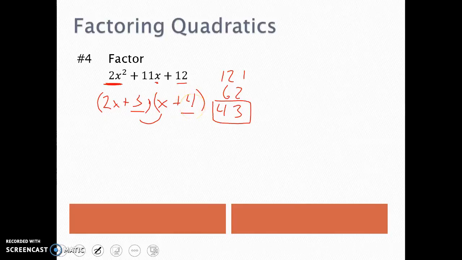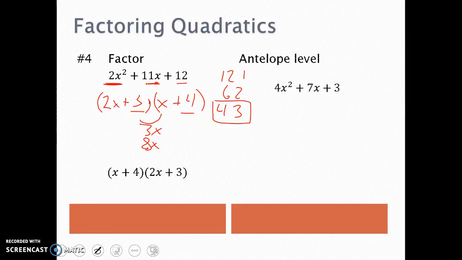So my inside terms would be 3x, my outside terms would be 8x, and 8x plus 3x does give me 11x. So the correct answer is x plus 4 and a 2x plus 3. So what I want you to do is to try this one. Hopefully you were able to do that. The correct answer here is x plus 1 and 4x plus 3.